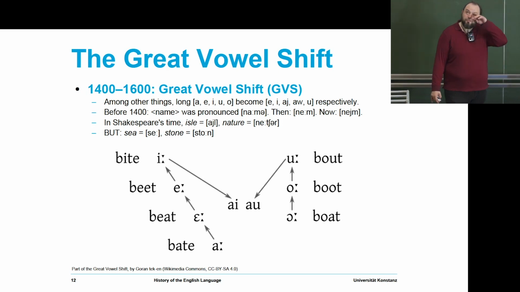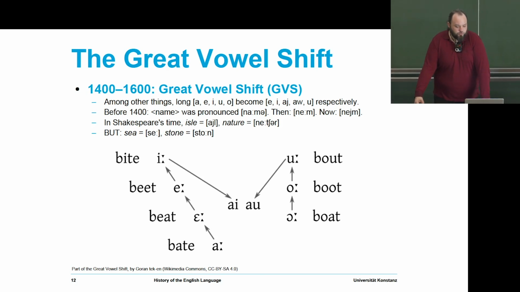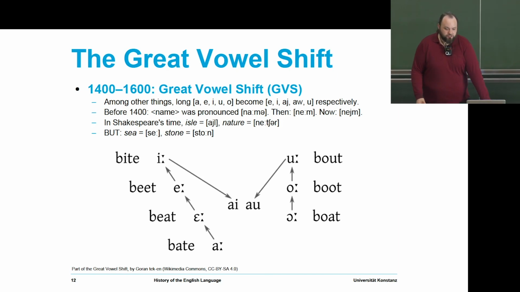Here are some examples of words. Before 1400, a word like name would have been pronounced "nah-muh", which again should be familiar to you, right? It went up, and it would be pronounced in 1600 as something like "nehm", and then today it's diphthongized and it becomes "neim". So the Great Vowel Shift involves everything moving up and circling around, and there's a lot more to it than this chart shows.